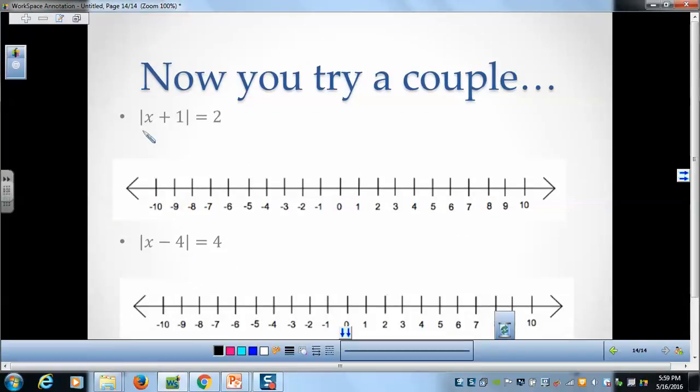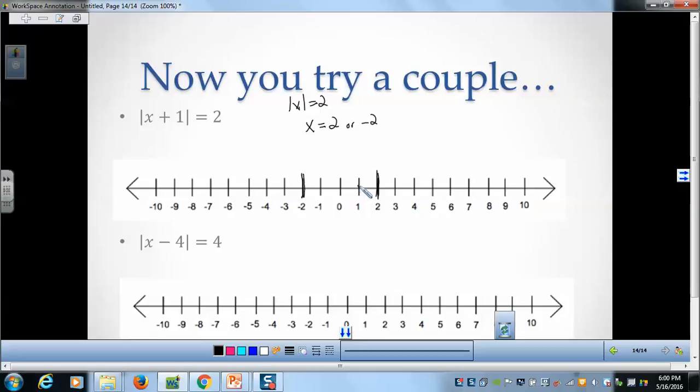Now let's start with the simple case here. Let's look at if it was just the absolute value of x is equal to 2. That means x could be 2 or negative 2. So we need to get to 2, and we need to get to negative 2. But to do that, we have to add 1. That's what this is telling us. Pick a number, add 1, and we have to get to 2 or negative 2.